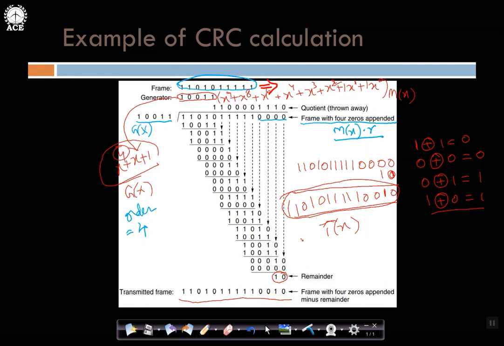Now when the receiver receives this T of x, what will the receiver do? The receiver will divide the received T of x by the generator polynomial again, and if the remainder is 0, that means there is no error. If the remainder is not 0, that is an error. That is a very simple procedure. I will work it out step by step on the board again, because here I have not worked out the same problem, so that you can check and verify. We'll do that as an exercise.